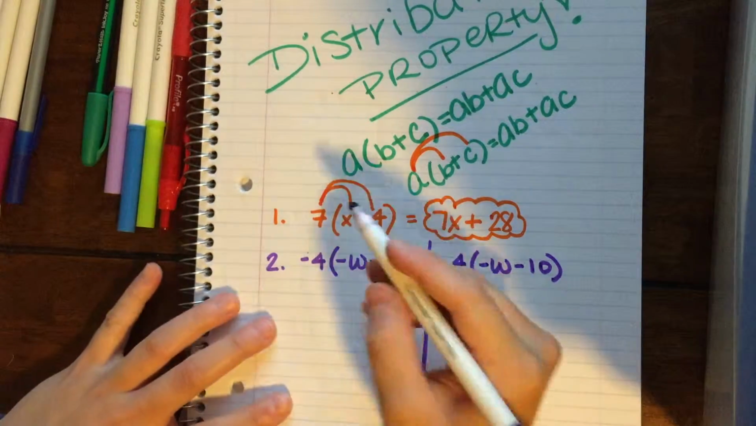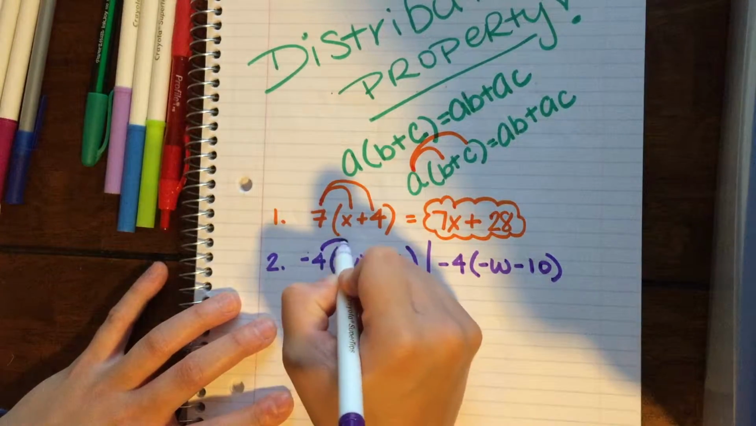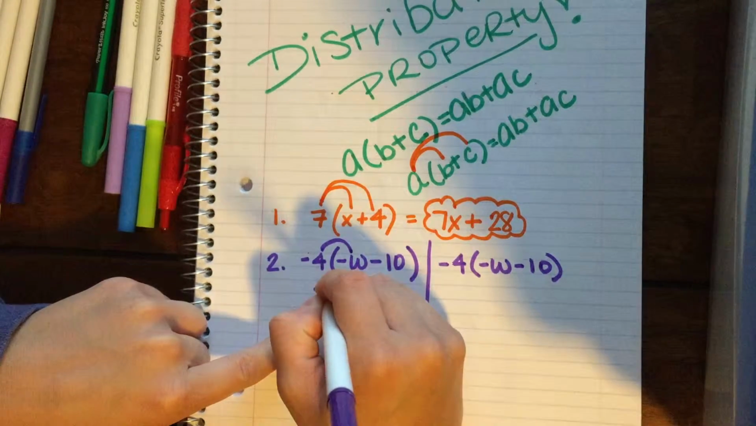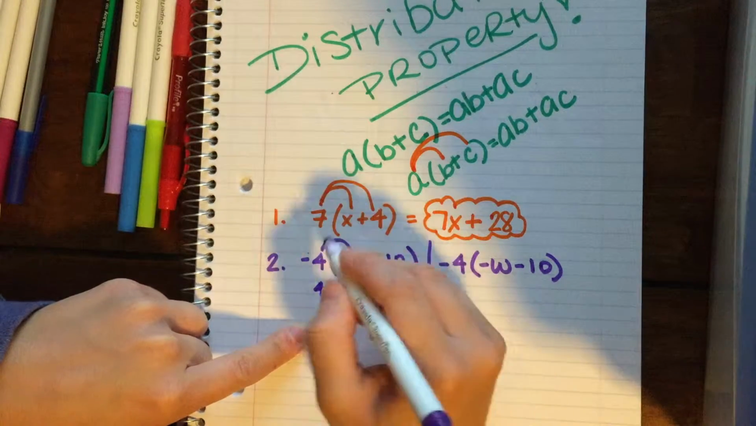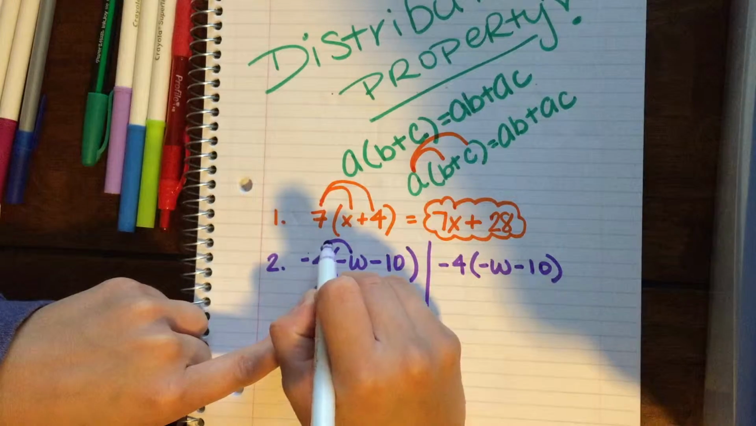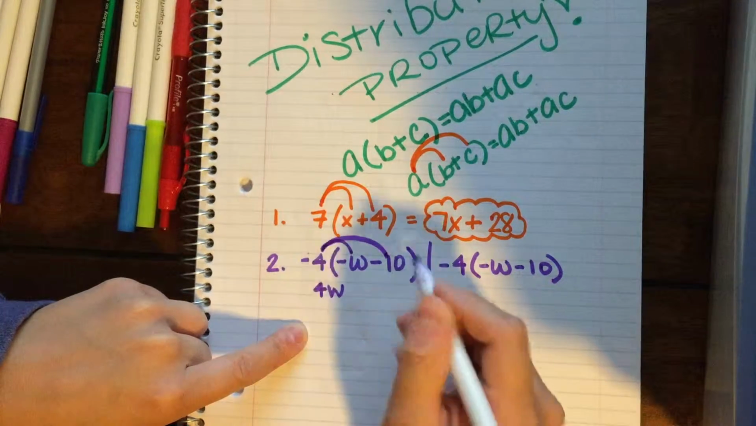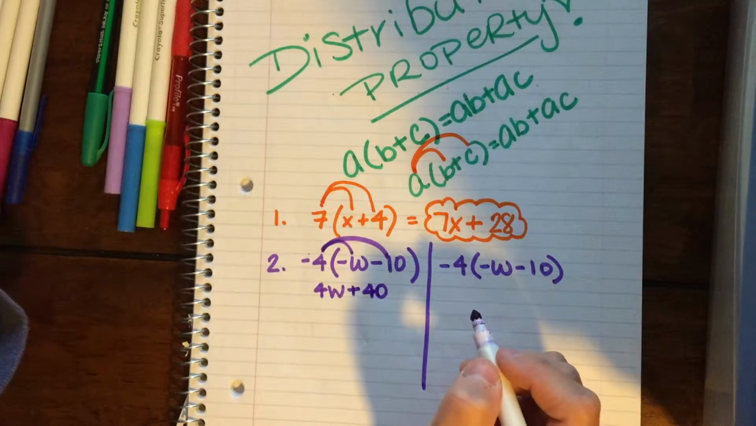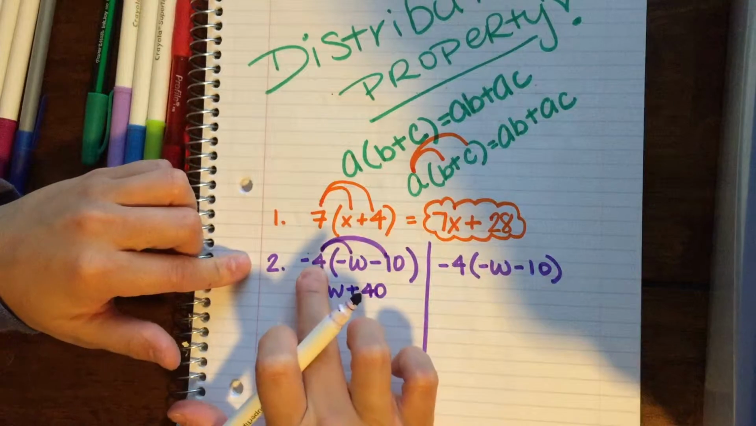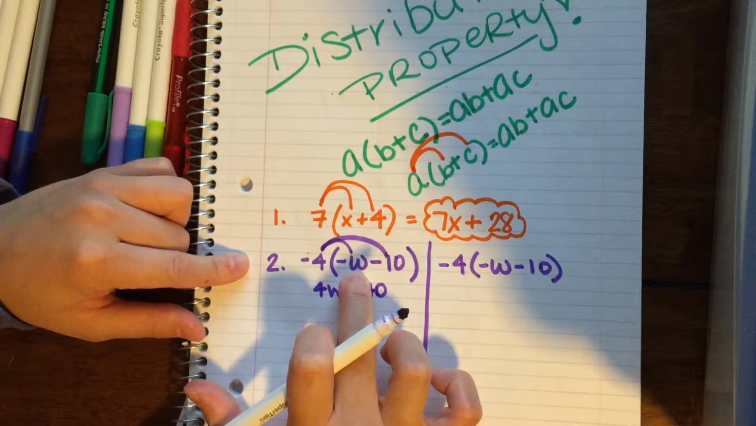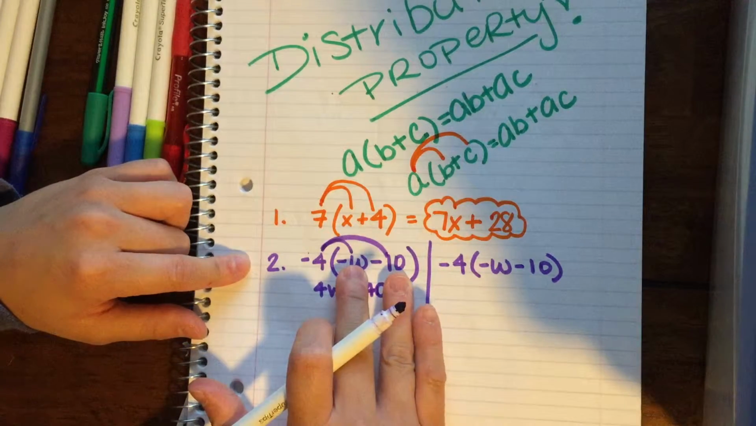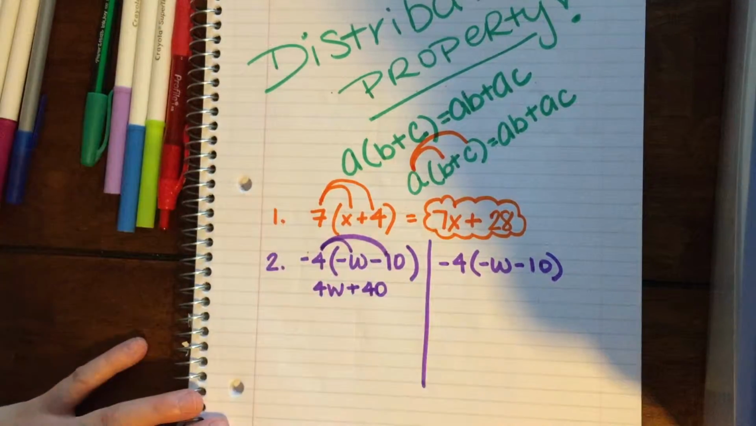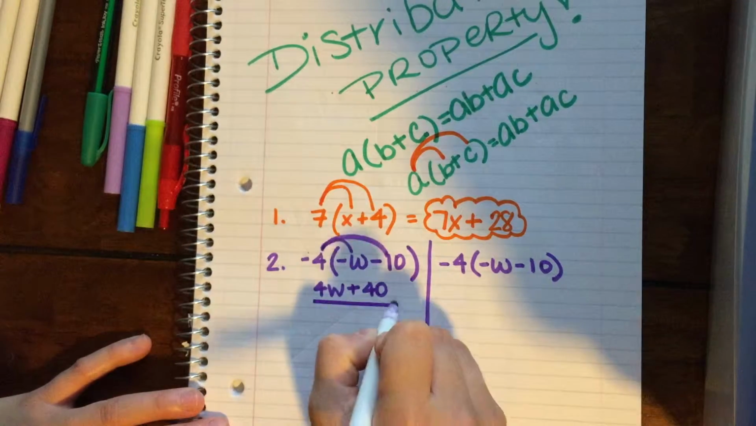The first way is to take -4 and multiply it by negative W. That would give us a positive 4W. Then I can say -4 times negative 10 gets us a positive 40. A common mistake is to only multiply the -4 by the first value. You need to make sure that you include everything in the grouping and that you are distributing evenly. So we are left with 4W plus 40.